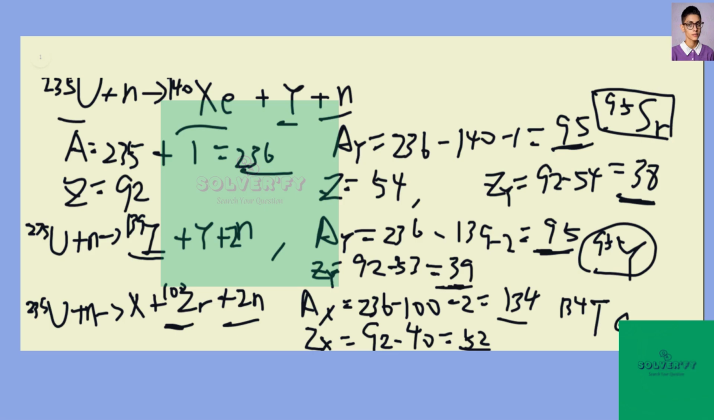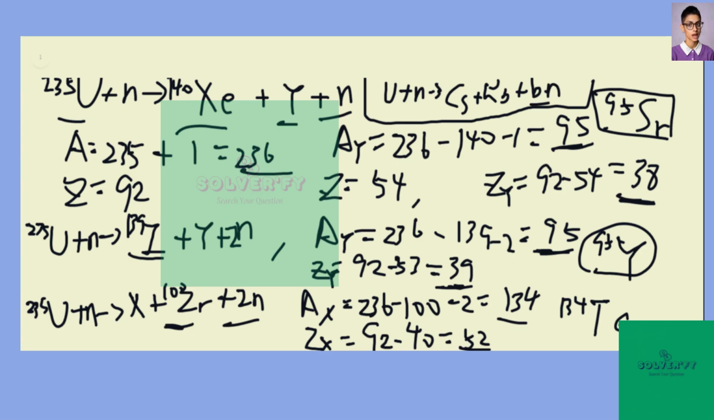And for the last reaction, it's similar. I do not have much room here, but basically the reaction is uranium plus neutron, it becomes two elements, this one and rubidium, plus B times n. We want to find out B. So you just use the same method. On the left-hand side, the total mass is still 236. On the right-hand side, you count the mass of these two elements and you can find the number B. So you see that B equals 3 here.